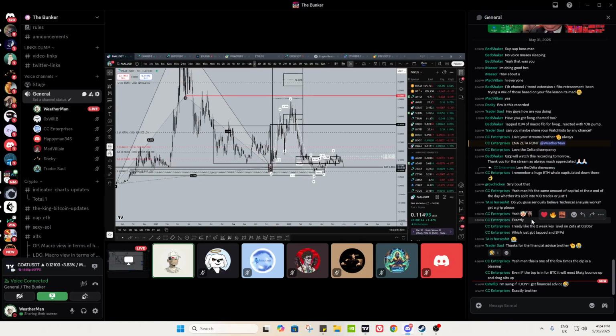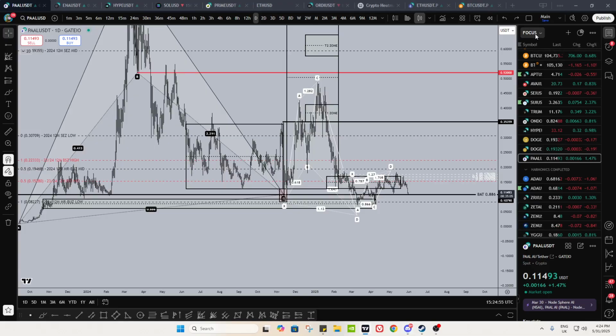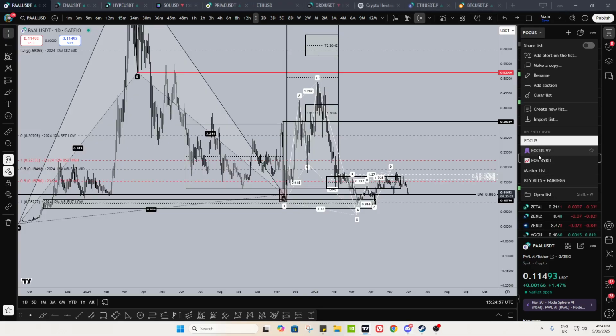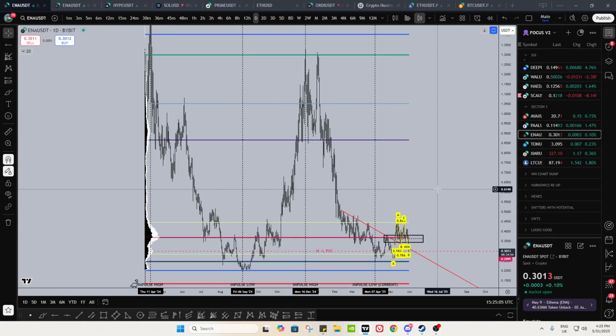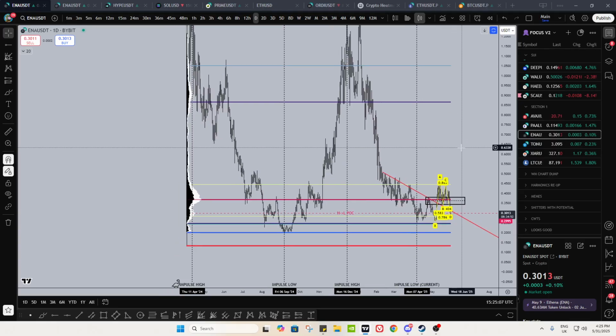Right, let's take a look. ENA, Zeta. Oh, ENA, that's a good shout. Okay, I'm going to quickly do ENA. I updated this yesterday, but let's take a look real quick. Focus V2. Now, which one did I do it off? Is it this chart? Yes, it is this chart.